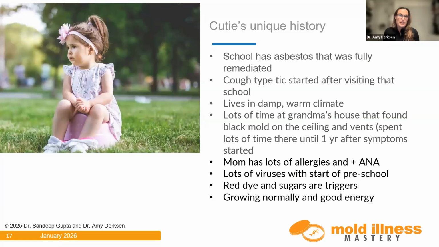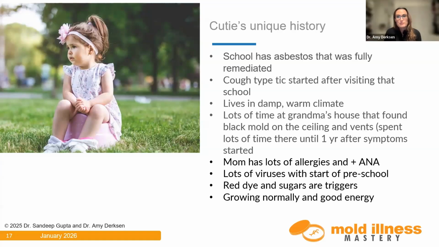So her unique history. It's not always straightforward, and I wasn't yet working with her at this point. I saw her about 2 years into her journey. When she came to me, she had already seen a lot of specialists, and this had been going on for nearly 2 years. So the school had asbestos that was fully remediated. She had a cough type tic that started after visiting that school. It became worse at that point. She does live in a damp, warm climate. We won't say where, very warm, very damp. So I tend to see a lot of mold in that area.